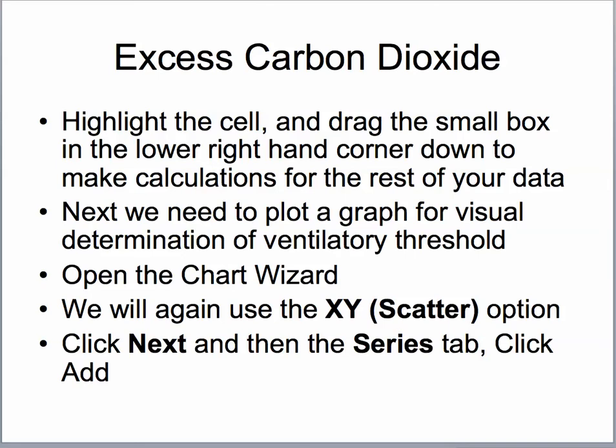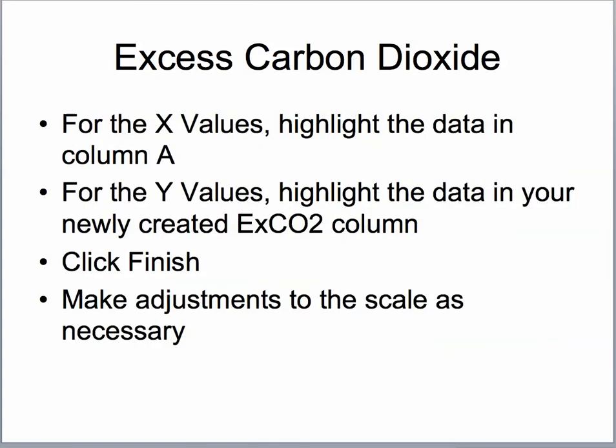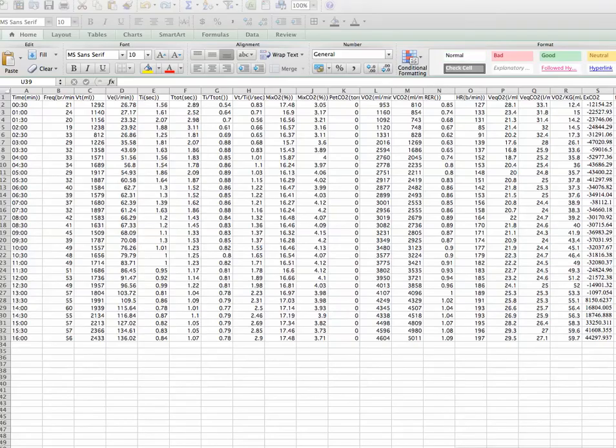Just like we did with the ventilatory equivalent method, we need to create a chart using the XY scatter plot. In our chart, we're also going to use the time in column A as our X, and then we're going to use our newly created excess carbon dioxide column as the Y. And we're going to do the same thing where we mark it with an arrow and then put in the percent.